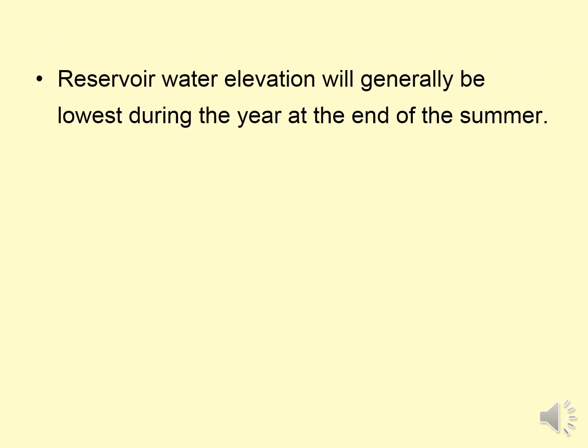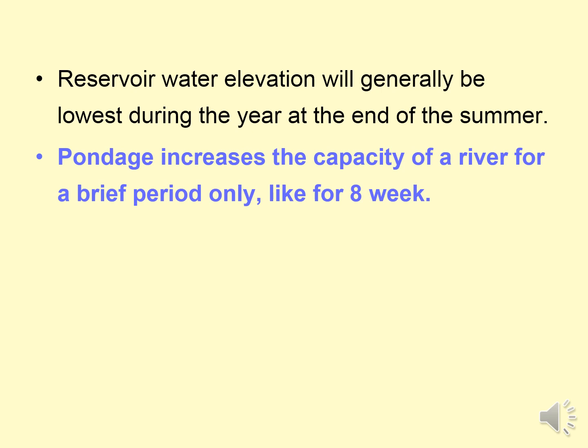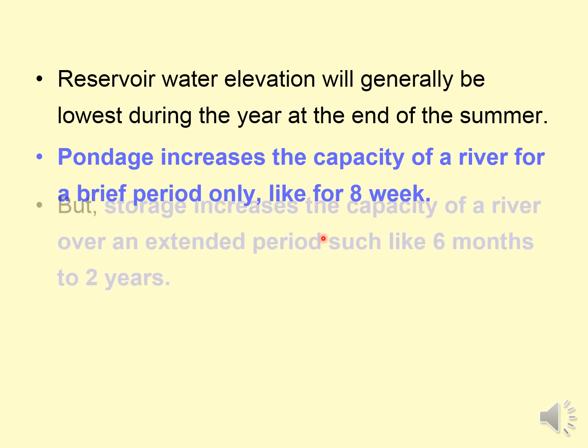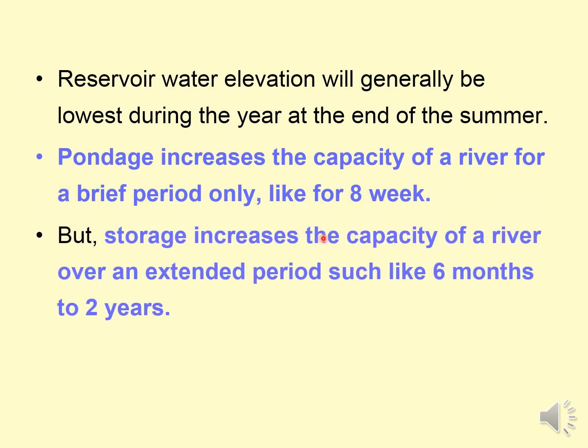Reservoir water elevation will generally be lowest during the year at the end of summer. Pondage increases the capacity of a river for a brief period, only like 8 weeks. But storage increases the capacity of a reservoir over an extended period such as like 6 months to 12 years. So this is large storage capacity.